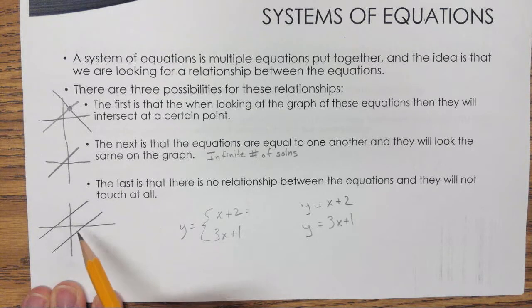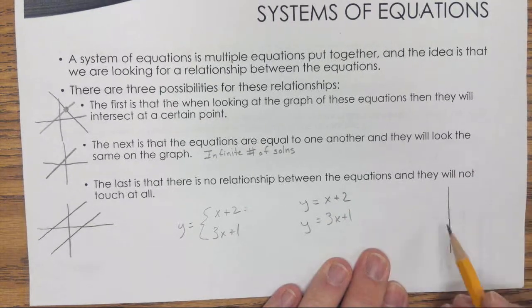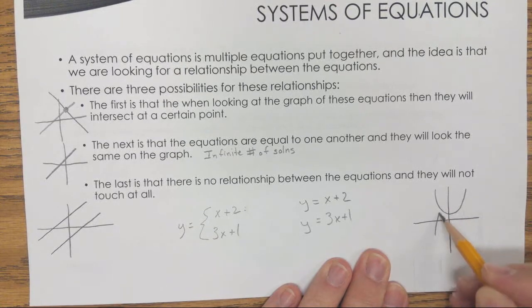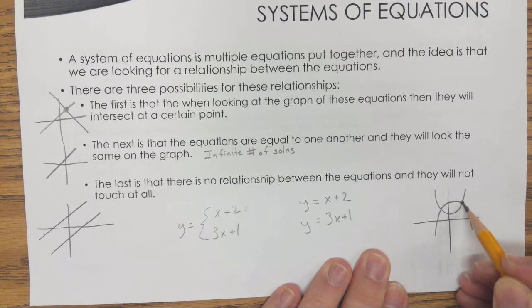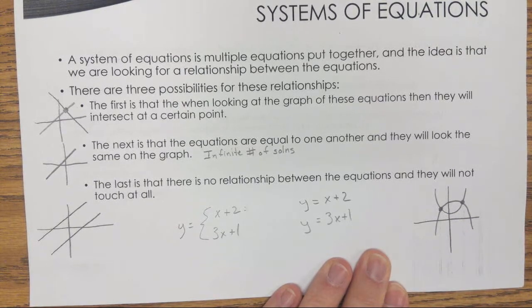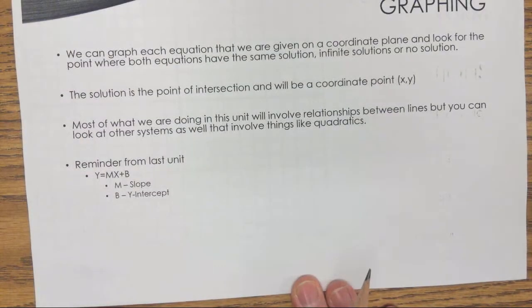Now lines are not the only system of equations that we could have. We could have things like parabolas, like this. Could be something like this, where you'll have more than one solution, but not an infinite number of solutions. And, you know, pretty much any kind of equation or function that your little mind can think up of. Okay? All right. Moving on.